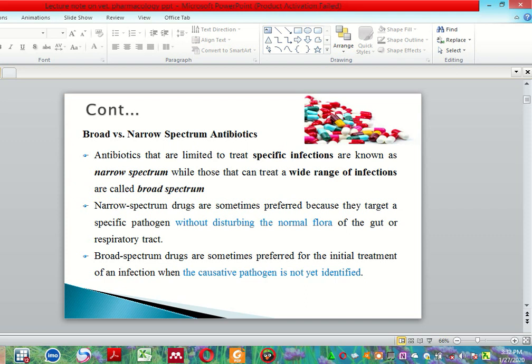Antibiotics that are limited to treating specific infections are known as narrow spectrum, while those that can treat a wide range of infections are called broad spectrum. Narrow spectrum drugs are sometimes preferred because they target specific pathogens without disturbing the normal flora of the gut. Broad spectrum drugs are sometimes preferred for the essential treatment of infections when the causative pathogen is not identified.